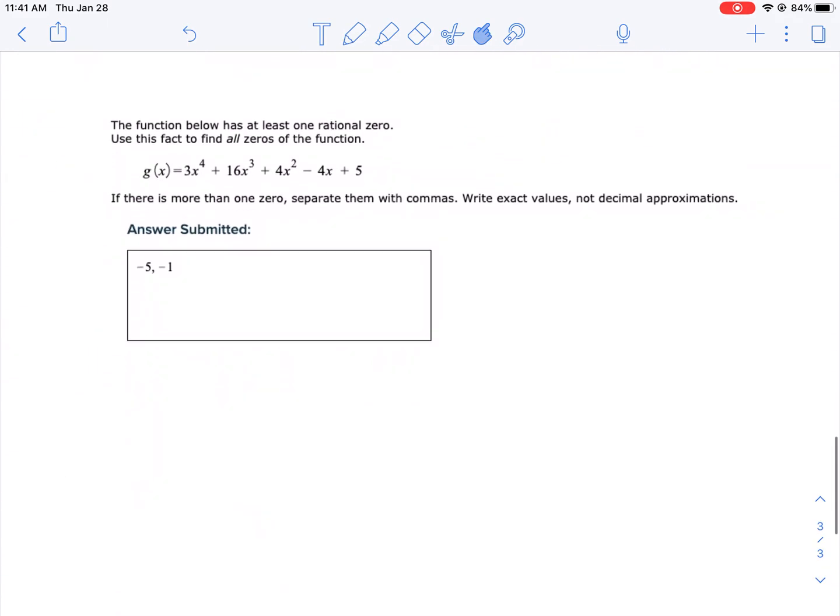And finally, the last question. You did partially right. The function below has at least one rational zero. Use this fact to find all of them. And here's the problem. You found some of the answers through Desmos, I'm guessing, but you didn't find all of them. But let's use what you did to help find all of them.